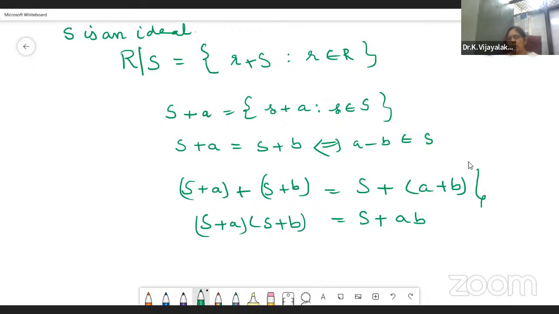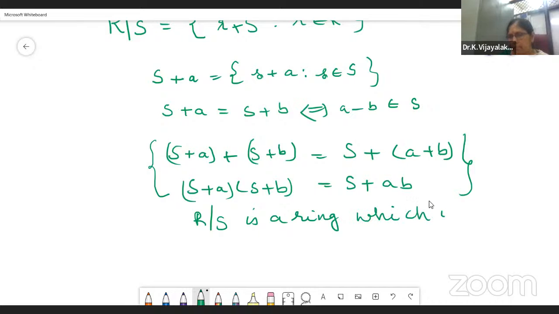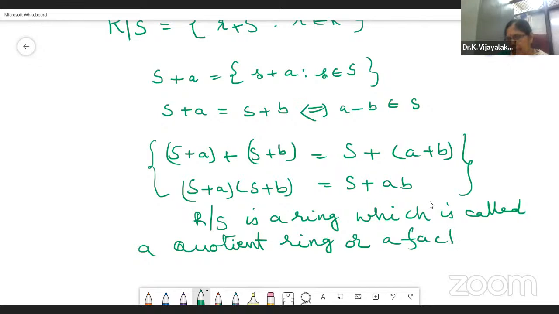With respect to addition and multiplication of these cosets, you can say that these two are well-defined operations. Addition of cosets and multiplication of cosets are well-defined operations, and you have R by S is a ring, which is called a quotient ring or a factor ring.